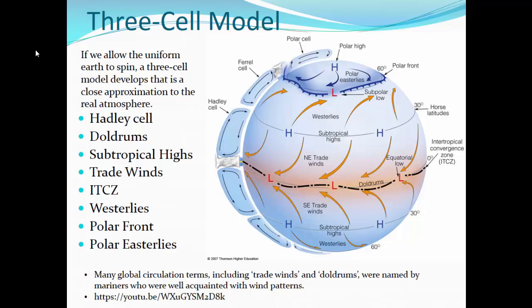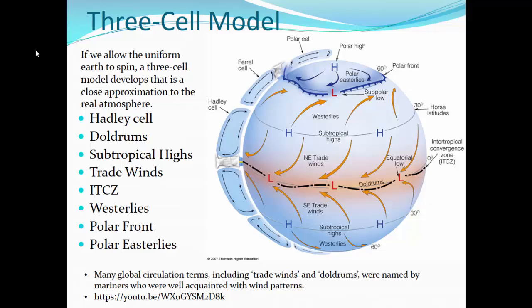Sometimes we talk about the Bermuda high pressure, the Bermuda Azores high pressure. That's part of a belt of subtropical highs. So at the surface, we have a belt of lows, the intertropical convergence zone, and we have a belt of highs, the subtropical highs. Next, we'll take a look at the polar cell. So we're going to go to the North Pole here.